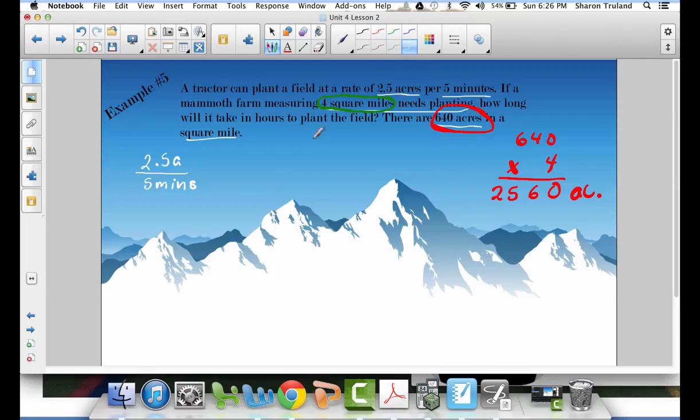All right, now when I come back over here, well, I can do a couple of things. I can figure out how long a unit rate is. I can take 2.5 acres and divide it by 5. And when I do that, I get 0.5 acres per 1 minute. So in other words, I can do a half an acre a minute. And look how many acres I've got to plant, 2,560. So what can I do? Well, I can set up another proportion.